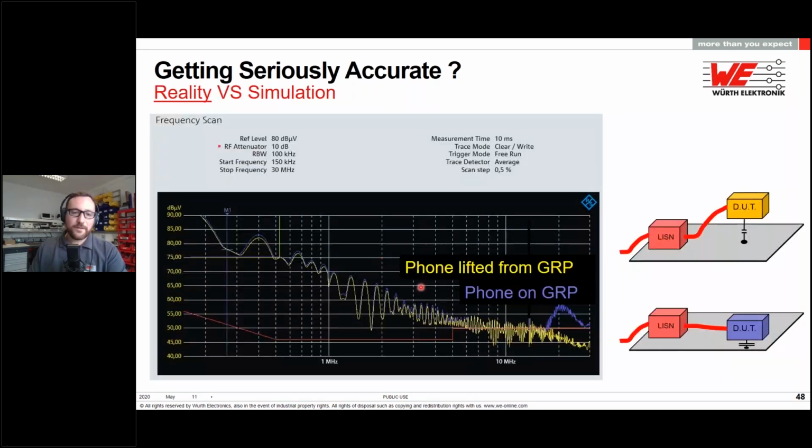If you haven't seen the other webinar, what we can show is that when we are lifting the phone from the ground reference plane, we see that the contribution is decreasing. And when we are making the phone close to the ground reference plane, we see that the contribution is rising. So here, that's the difference between the two curves. So that's the common mode coupling that is arising from this parasitic coupling.